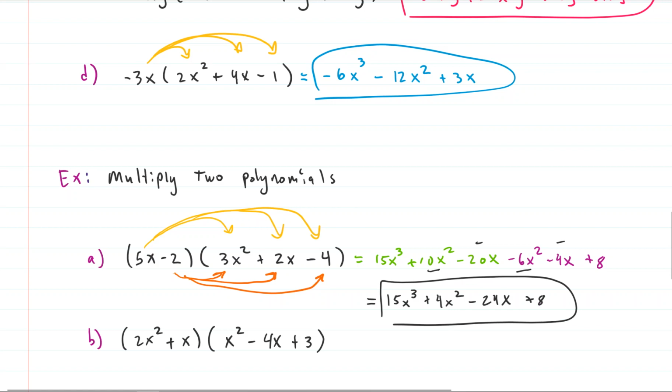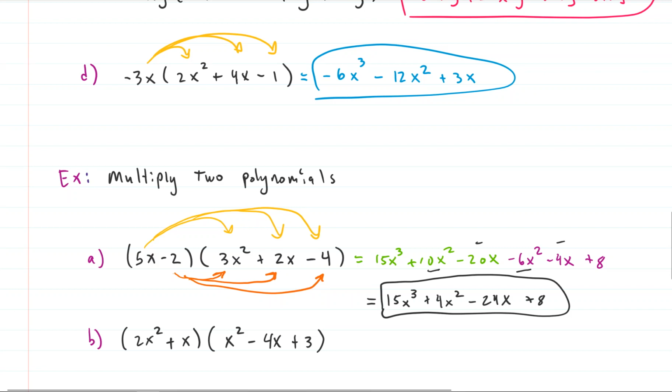We're done. That's a little larger box than I wanted to make right there. So it's just one extra step, but it's nothing new. We're still distributing and multiplying, collecting terms. That's it. Nothing too crazy.